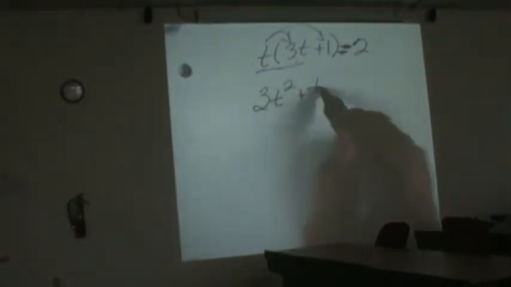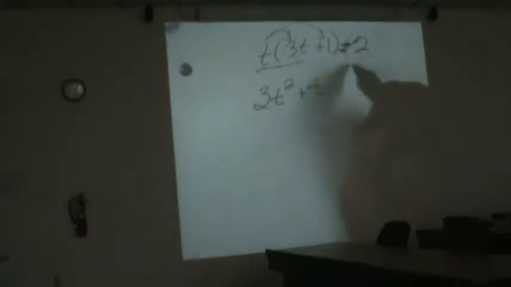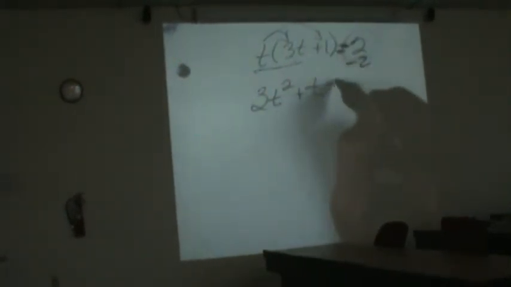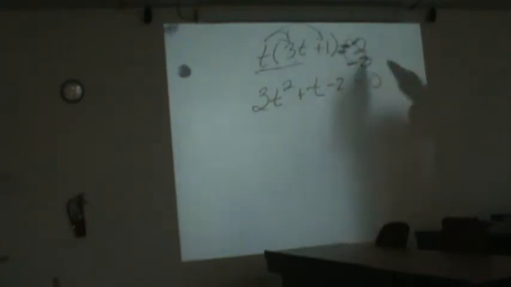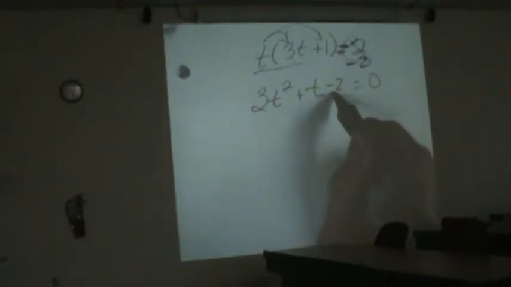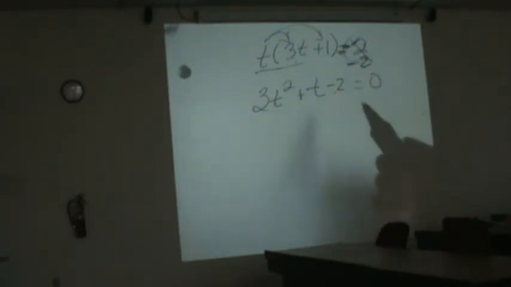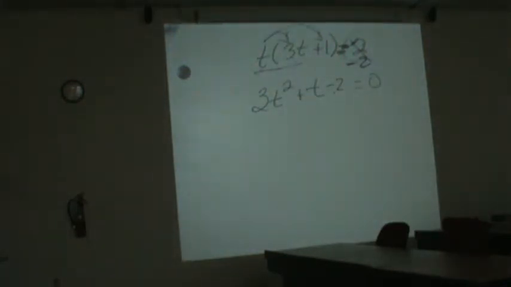Equals a positive 2. Don't set each one equal to 2. You've got to make that 0. Let's multiply this first. T times 3t. 3 times 1 is 3, t squared. And then t times 1 is just t, right? We want this to be 0, so we're going to subtract 2 from both sides. Okay, so we just brought this over here as a negative 2. Okay, that one we can't factor, huh?